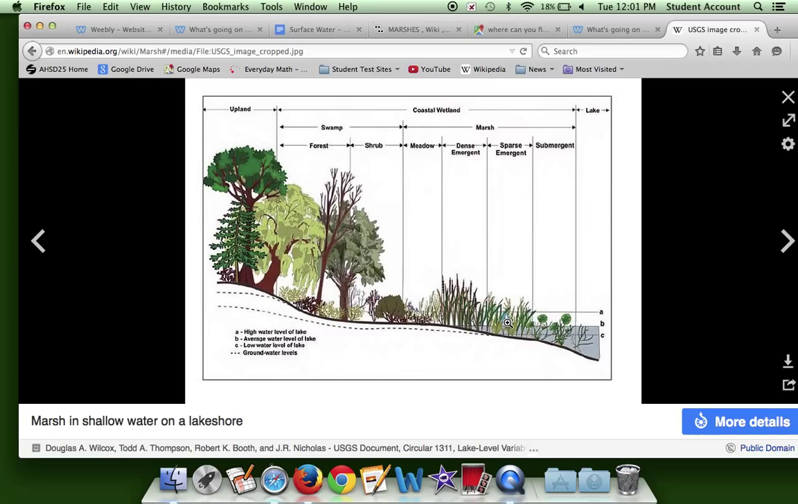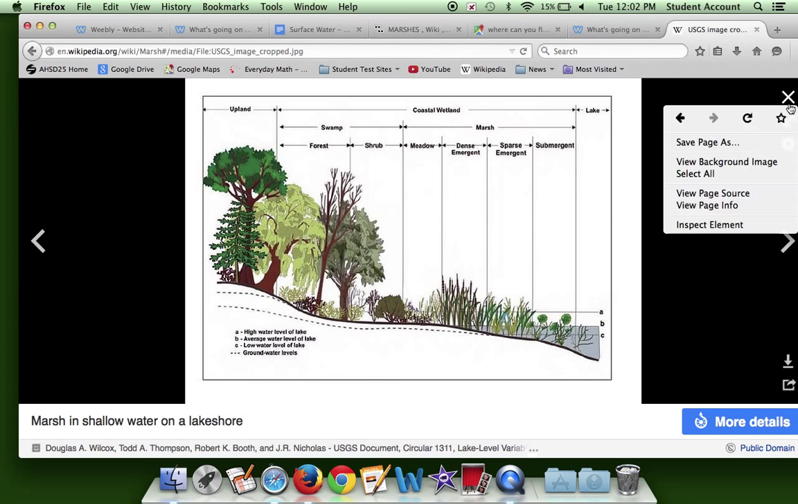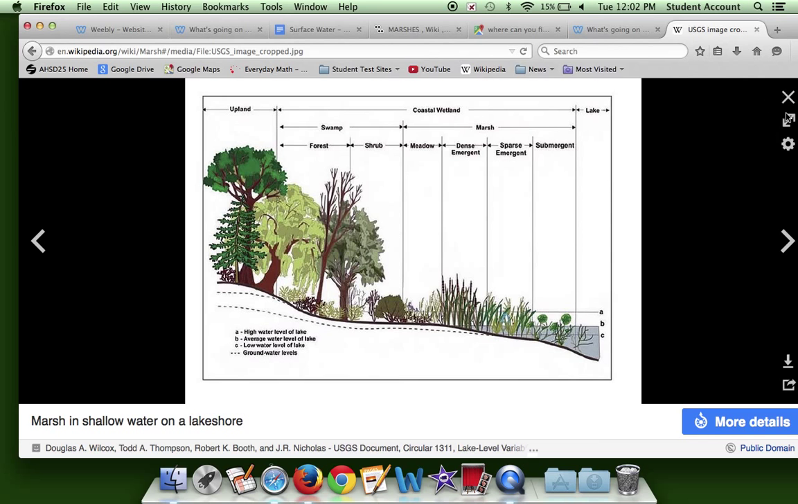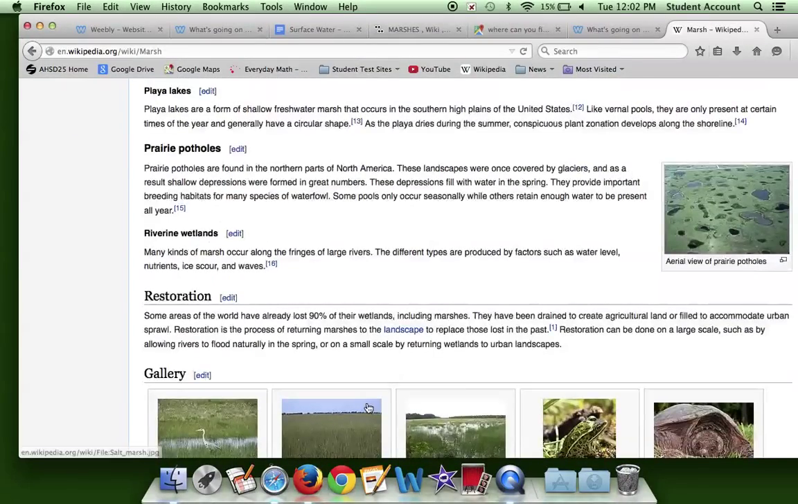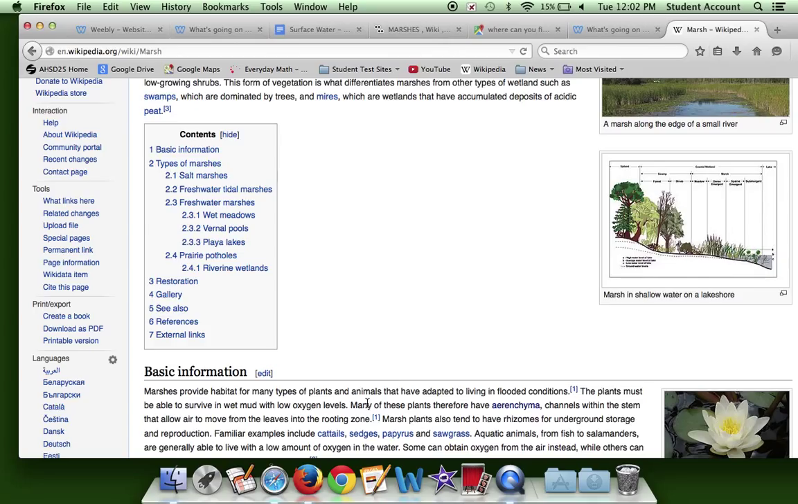In all of these, the meadow, dense emergent, sparse emergent, and the submergent are all part of a marsh. And then the forest and the shrub are part of the swamp. And the coastal wetland is all of them except upland. And then there's a lake. I thought that was interesting, though. Next page. Okay. Marsh along the edge of a small river. So yeah, they usually go into rivers.